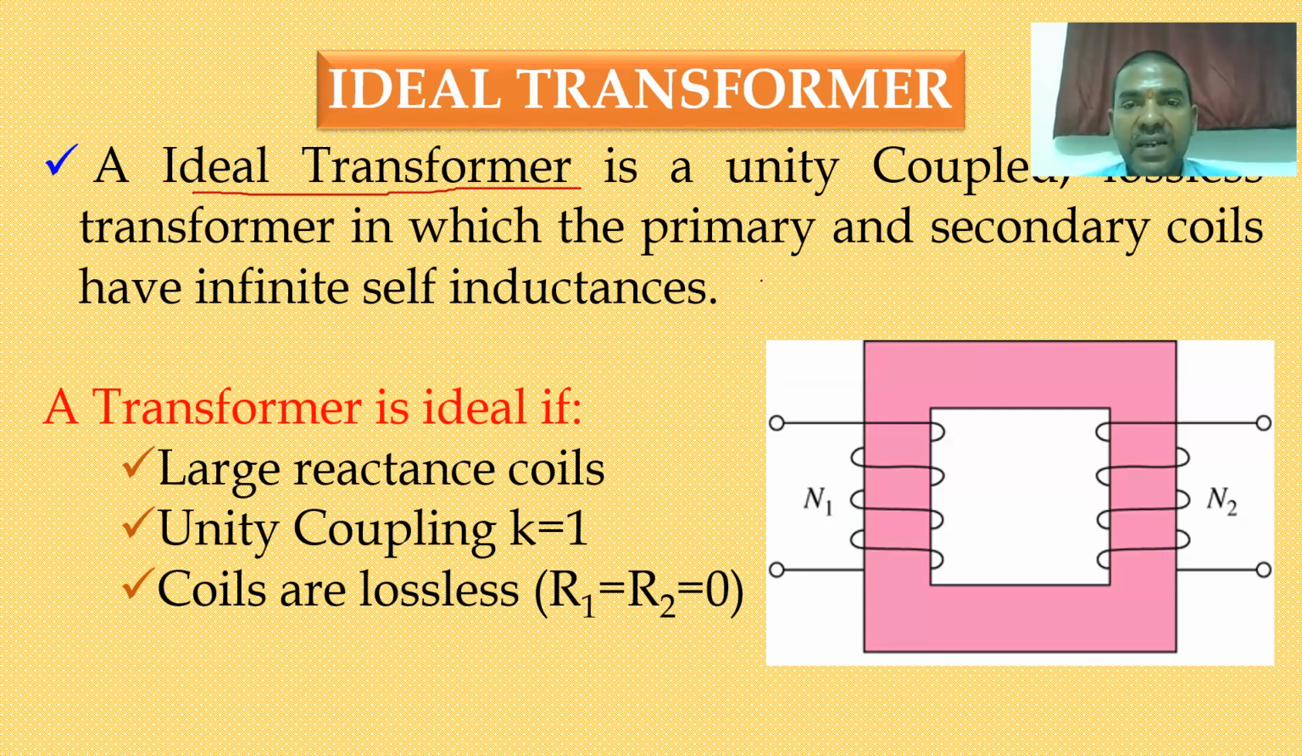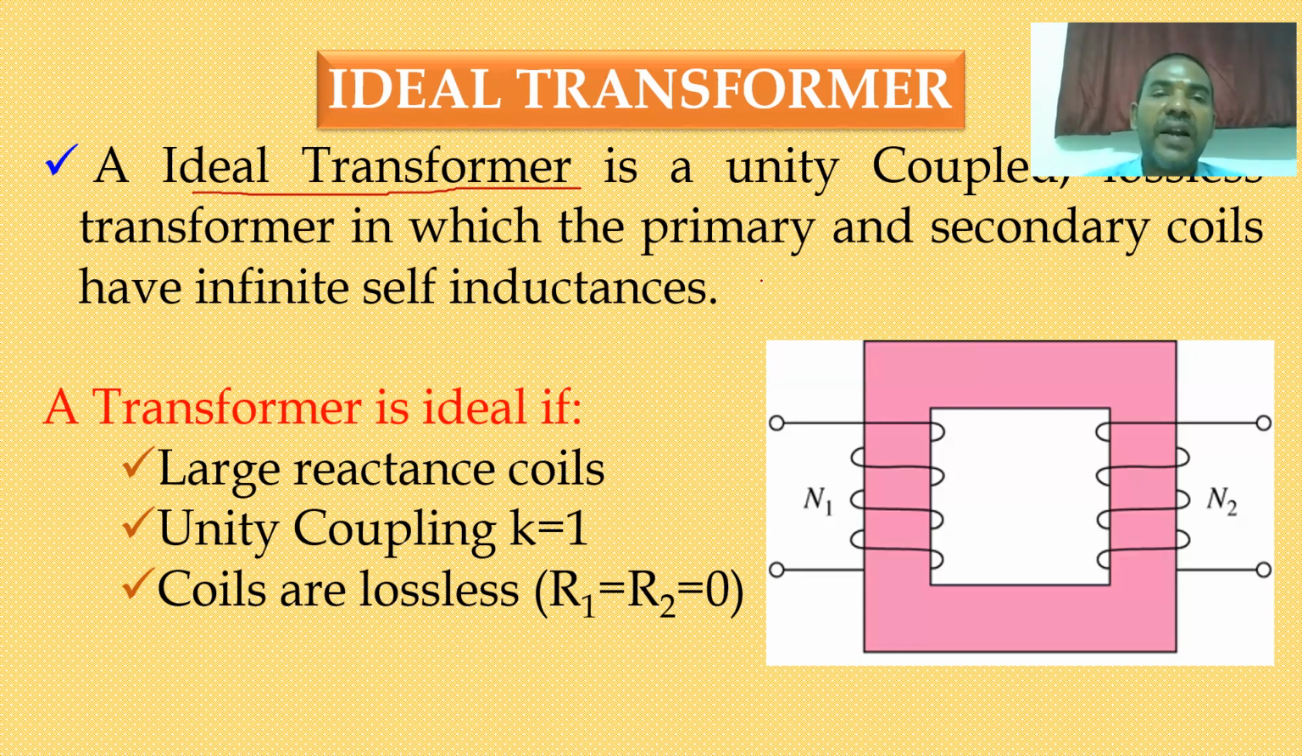Under this condition, the coils having number of turns N1 and N2 with self-inductances L1 and L2 must have maximum values. Are you understanding? So now, what is a non-ideal transformer?